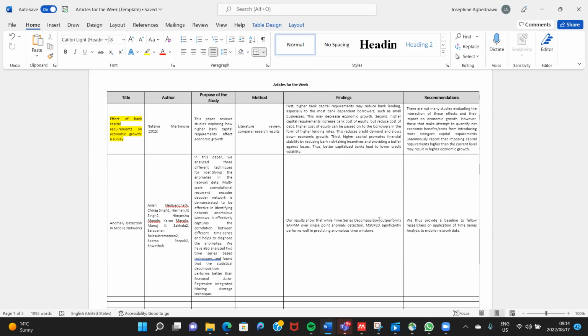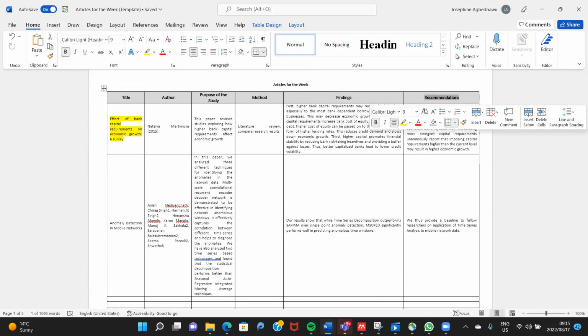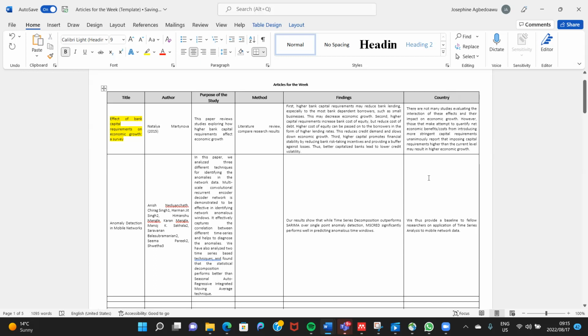Good. So let's add this. Now let's remove the recommendation and replace that with country. So we replace recommendation with country. Good. All right. In fact, what we are doing here is what a bibliometric analysis would do for you. So we are doing this manually, right? Now let's assume we are picking that as the paper.